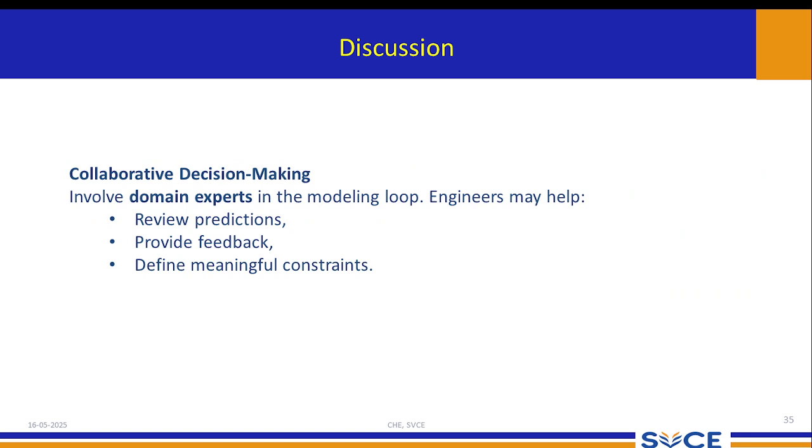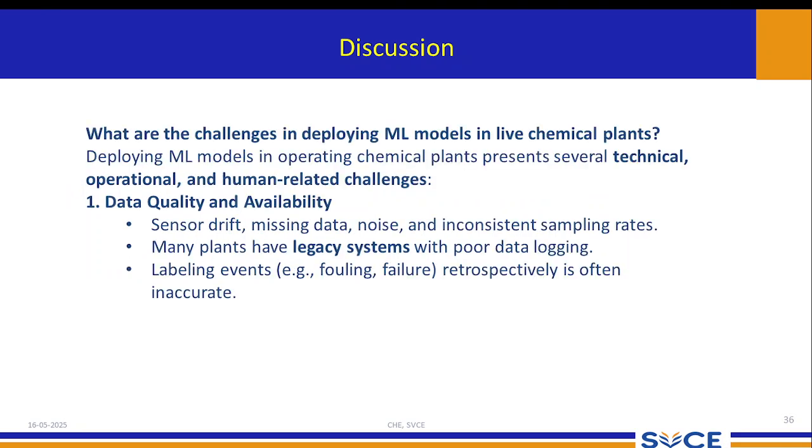Collaborative decision making: involve domain experts in the modeling loop. Engineers may help review predictions, provide feedback, and define meaningful constraints. So what are the challenges in deploying machine learning models in a chemical plant? This is a very, very important question. Deploying machine learning models in an operating chemical plant presents several technical, operational, and human-related challenges. Very important: human-related challenges.